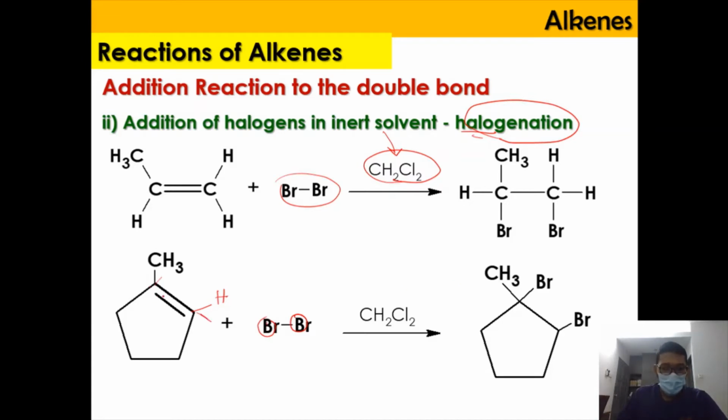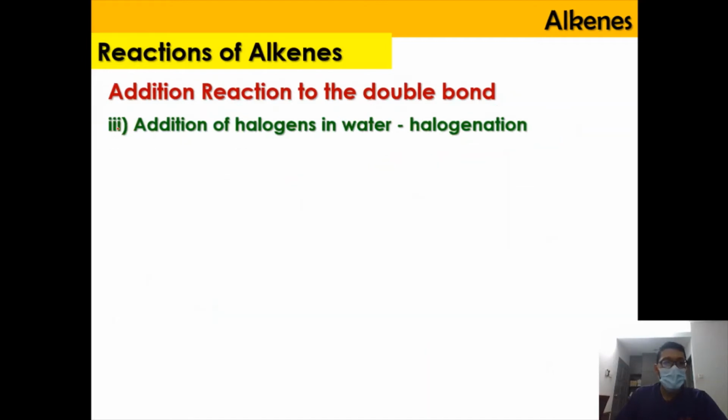So this one is going to be a single bond now. All right, so that's the addition of halogen in inert solvent. Okay, now we're going to move on to number 3, which is addition of halogen in water.